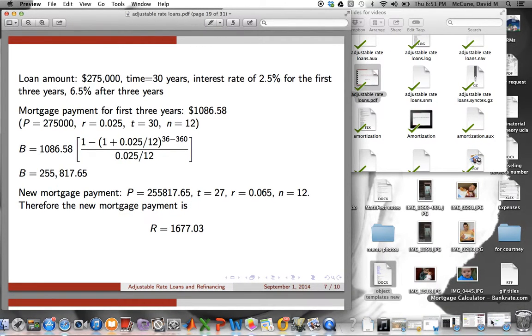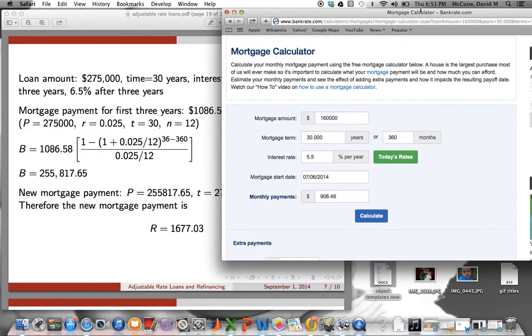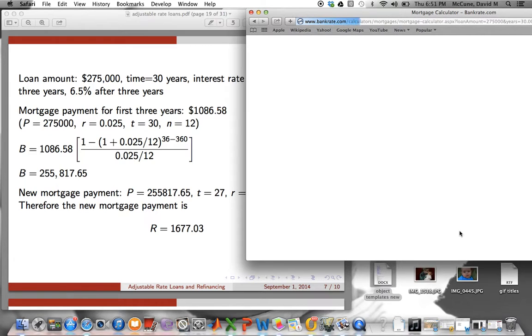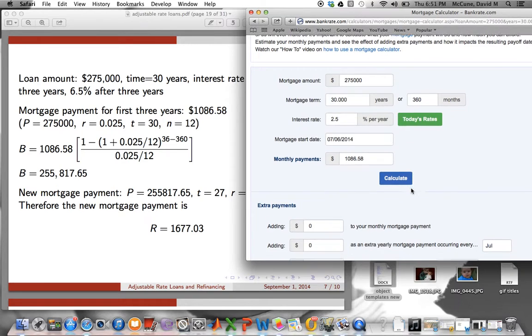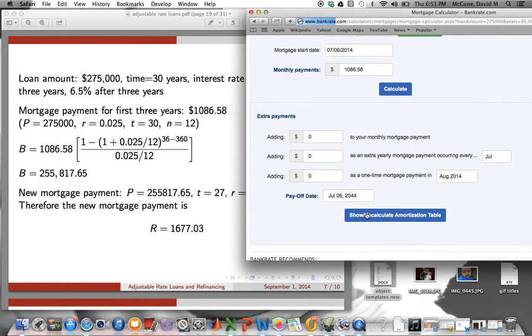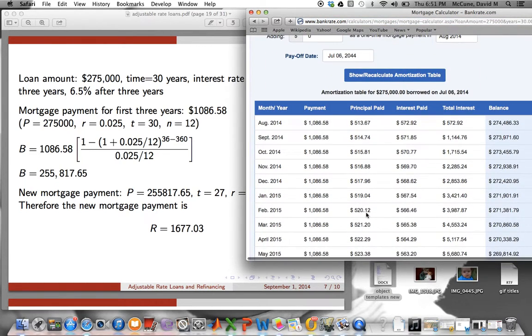So what's faster is doing this all on the Bankrate calculator, the loan calculator. So for example, to get that 1086.58 number is pretty easy with this calculator. You just tell it 275 grand, 30 years, and the APR was 2.5%. And bam, there it is, right? 1086.58. If you want to know the remaining balance after 3 years, it will also do that if you're willing to just scroll down an amortization table. So it builds the table for you.